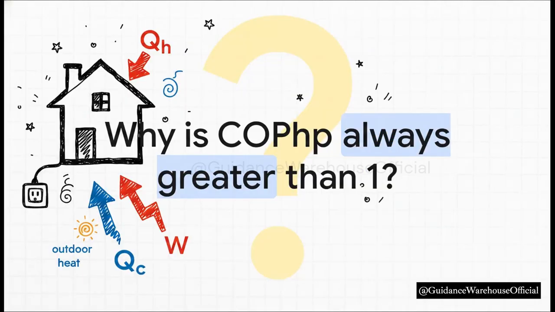Now you might be wondering, and this is a classic student question, why is the COPH always greater than 1? Standard engine efficiency is always less than 1, so what gives? Well, think back to our formula. QH equals QC plus W. You are getting that outdoor heat, QC, for absolutely free. So the total heat delivered, QH, is always going to be larger than the electrical work, W, you had to put in. You are literally always getting more total heat out than the electricity you pay for.